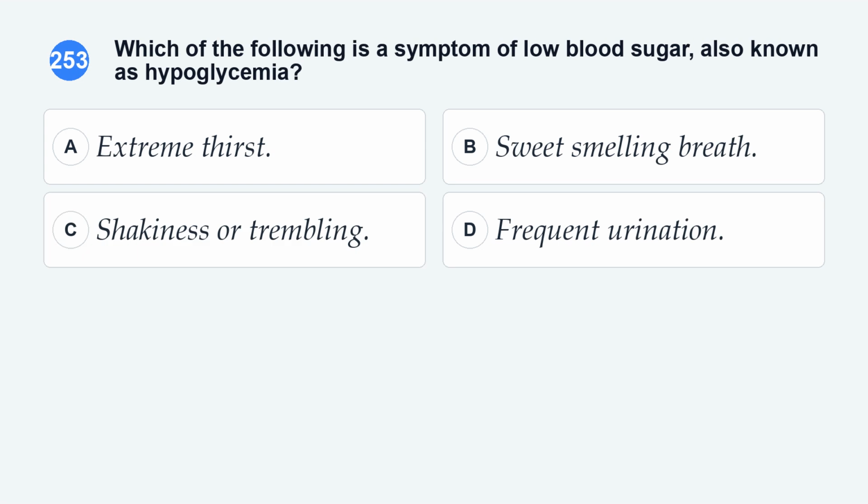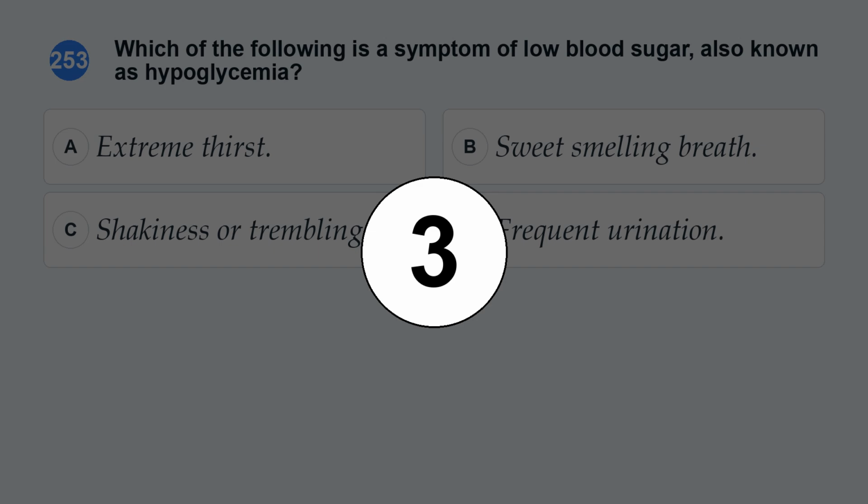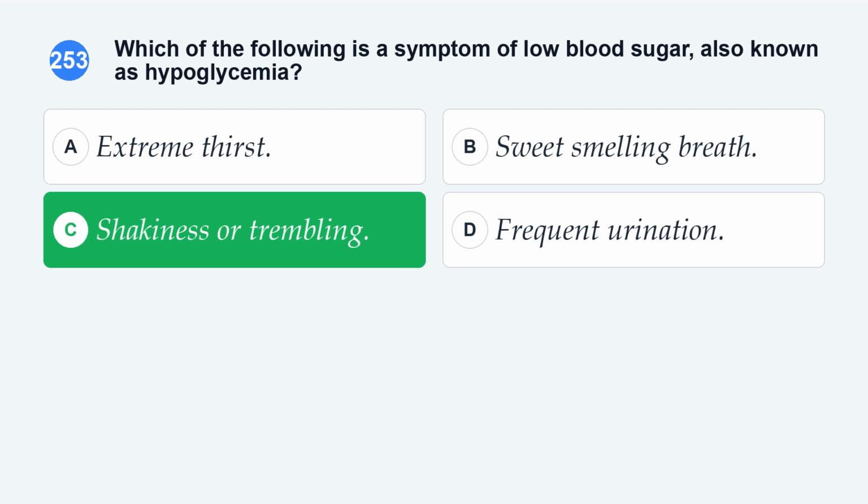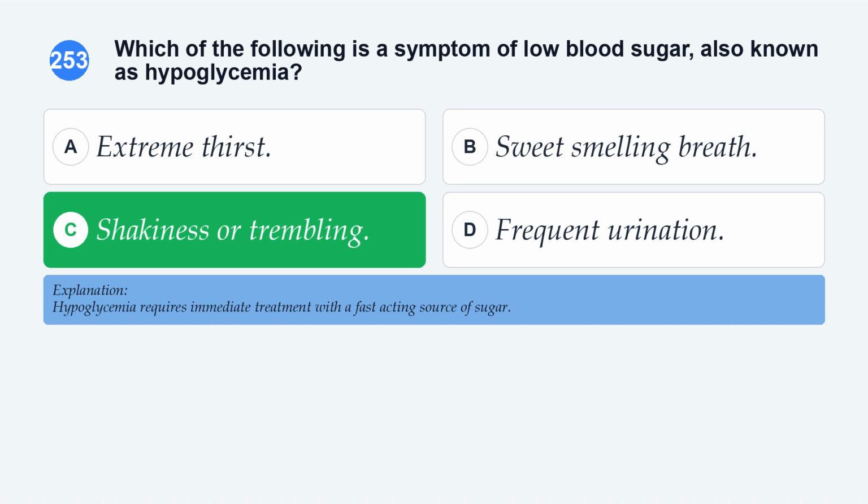Question 253. Which of the following is a symptom of low blood sugar, also known as hypoglycemia? Option A, extreme thirst. Option B, sweet smell in breath. Option C, shakiness or trembling. Option D, frequent urination. The correct answer is option C, shakiness or trembling. Explanation. Hypoglycemia requires immediate treatment with a fast-acting source of sugar.